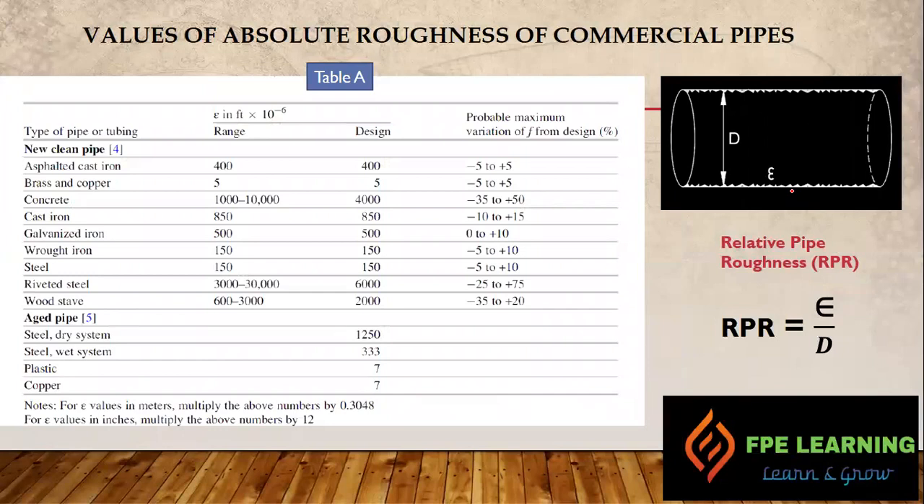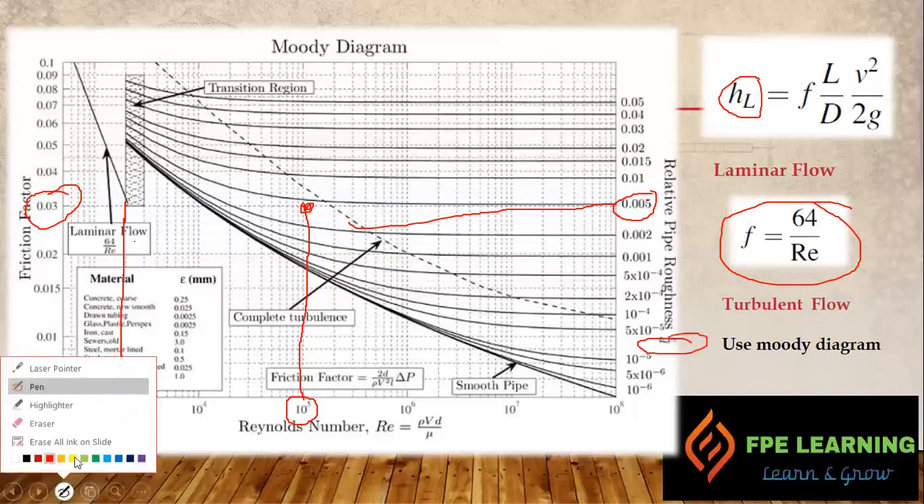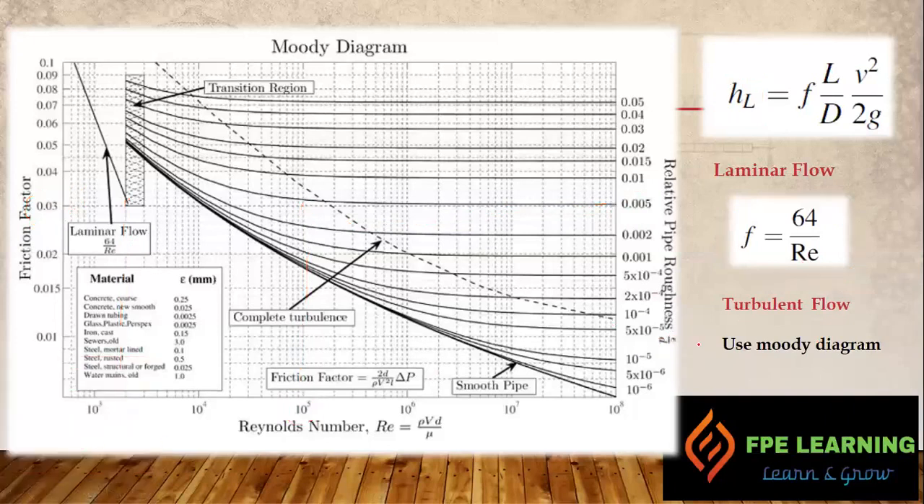Okay, so we just discussed the roughness factor. We have E by D here, right? This is E by D. We have E by D here, right? So this roughness factor, from where we can get the value of epsilon, right?